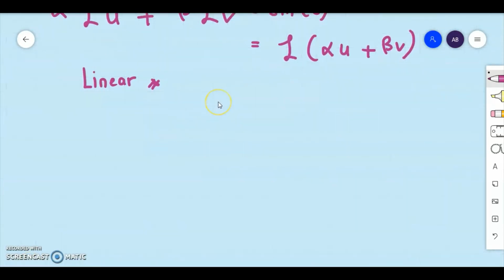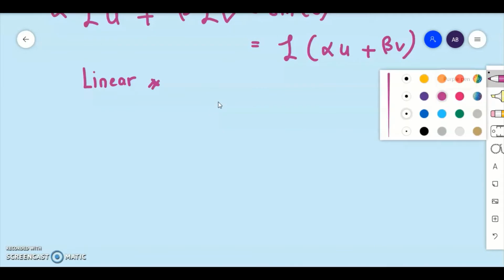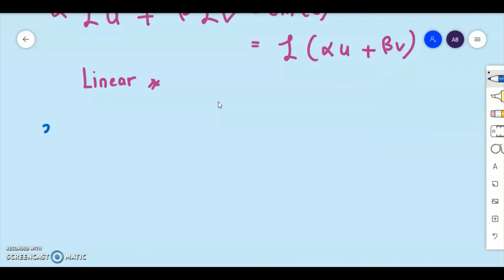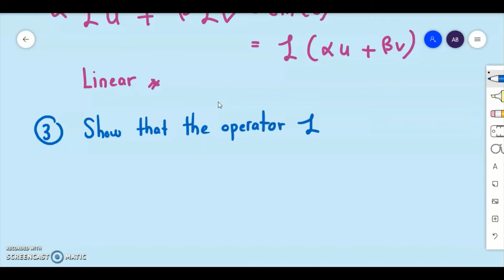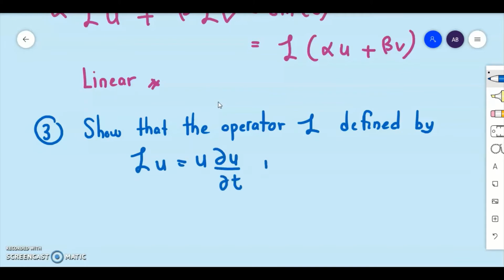Okay, another example. Now let's look at an example when the PDE becomes non-linear. So the third example is: show that the operator L defined by LU equals U partial U over partial T is non-linear. Okay, so how can we show that?